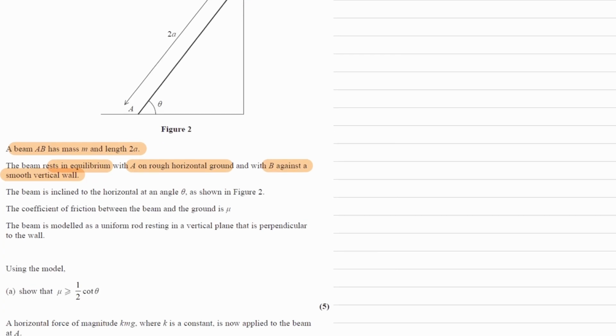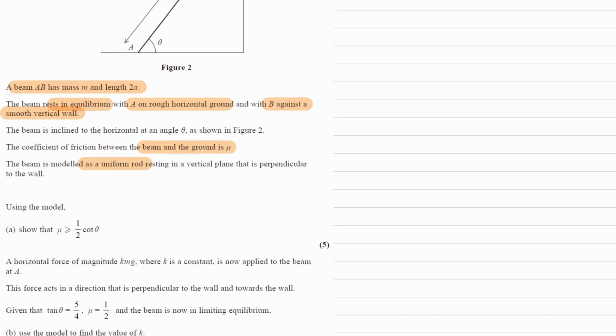The coefficient of friction between the beam and the ground is mu. The beam is modeled as a uniform rod, so the weight acts in the middle, resting in a vertical plane that is perpendicular to the wall. Using the model, show that mu is greater than or equal to a half cot theta.